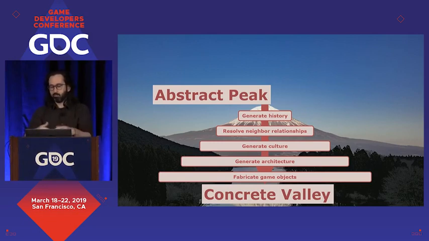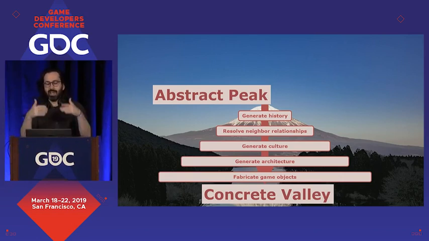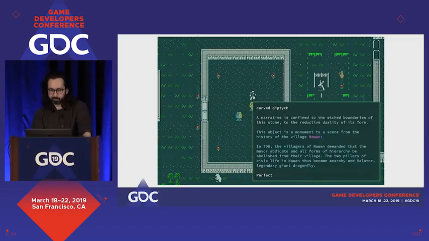We're going to generate history, represent it really abstractly, resolve some neighbor relationships, make some decisions about the history, go down, start to actually make decisions about what the culture looks like. And at each step, we're just getting closer and closer to Concrete Valley here, where we're actually going to be serving the village up to the player.